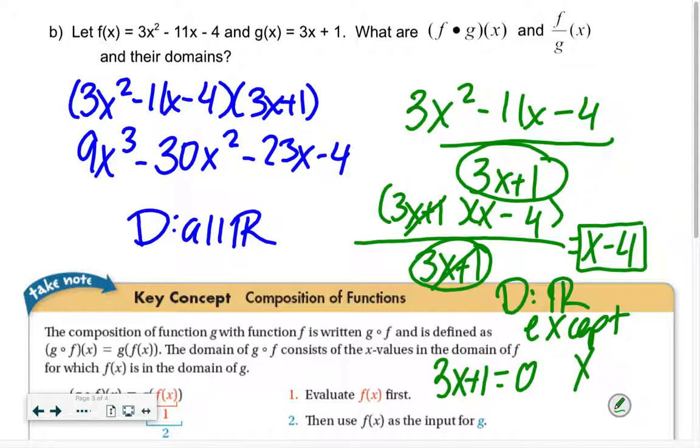So except x of negative 1/3. Okay. Yes, all you have left is a numerator, but since you had a denominator at some point, you will have an except part. Okay. Questions here? Okay, couple more.